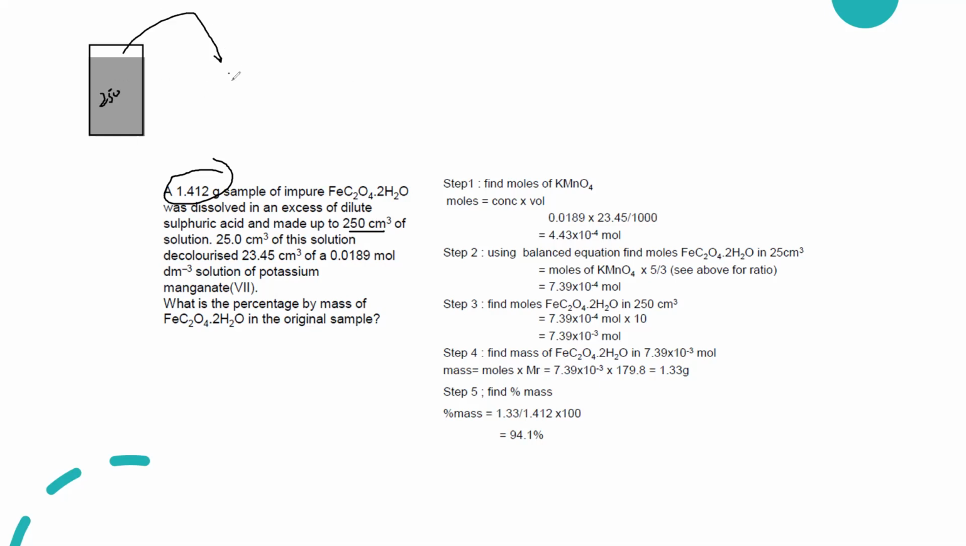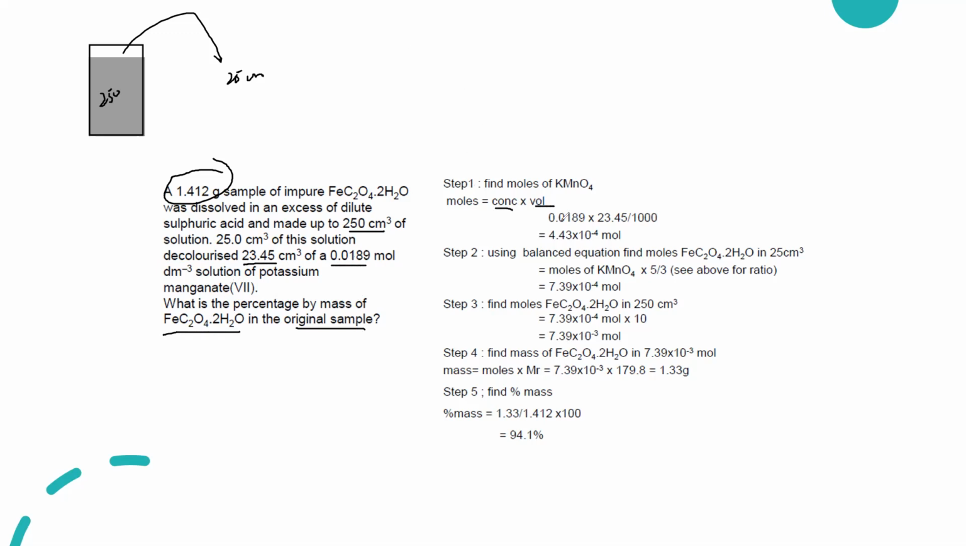We only took out 25 cm³, and that 25 cm³ is titrated with the solution of potassium manganate, 23.45 cm³ at a concentration of 0.0189. What is the percentage by mass of FeC2O4.2H2O in the original sample? Because it is impure, we need to know how much is exactly there.